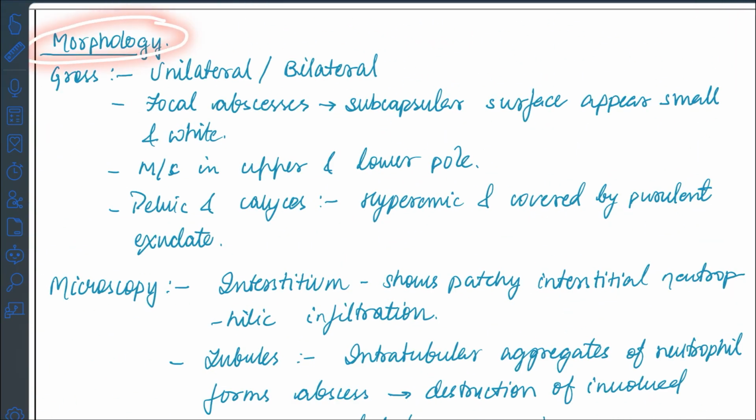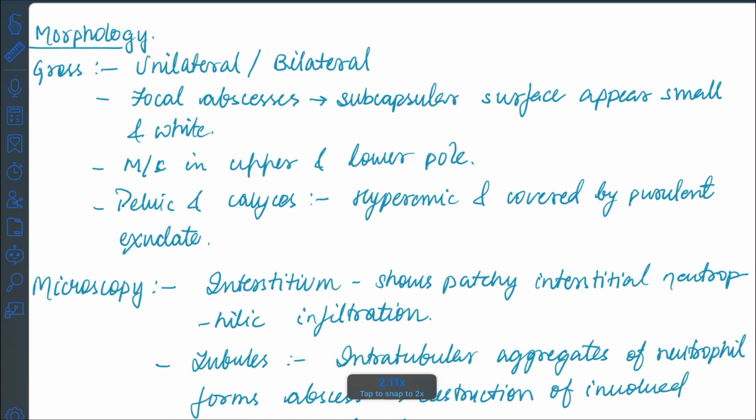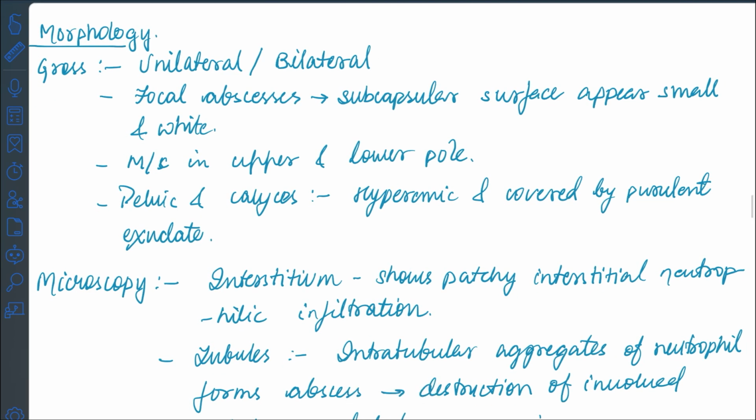Now let's see the morphology. Gross features which can be seen here are that this acute pyelonephritis can be unilateral or bilateral as well. The focal abscesses are seen, which are on the subcapsular surface, appear small and white. It is most commonly seen in upper and lower pole of the kidney. The pelvis and the calyces are hyperemic and covered by purulent exudate.